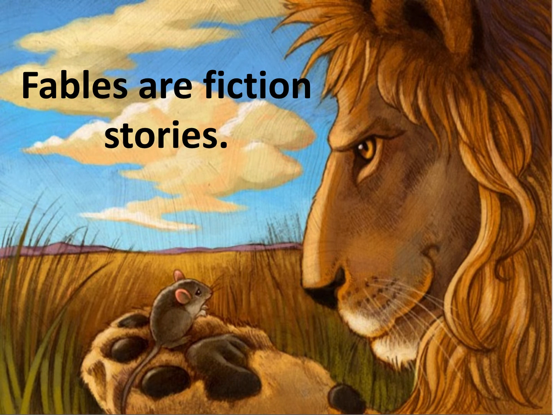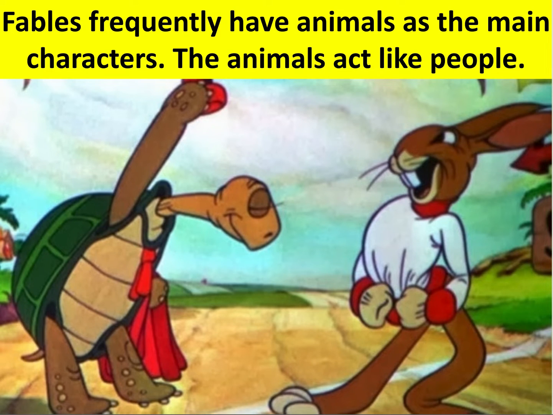Fables are fiction stories, just like fairy tales. You can see in this picture there's a lion and a mouse as the main characters. Fables frequently have animals as the main characters. The animals act like people. You can see here that there's a turtle, a tortoise, and a rabbit or a hare. This is the fable, The Tortoise and the Hare. And they're wearing clothing and they're standing on 2 feet and they're actually going to have a relay race.